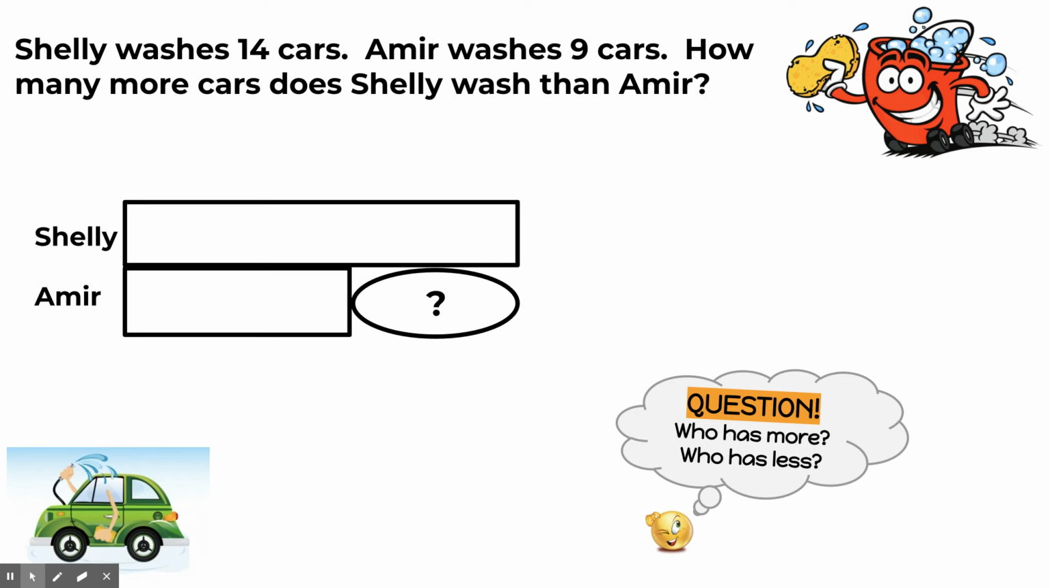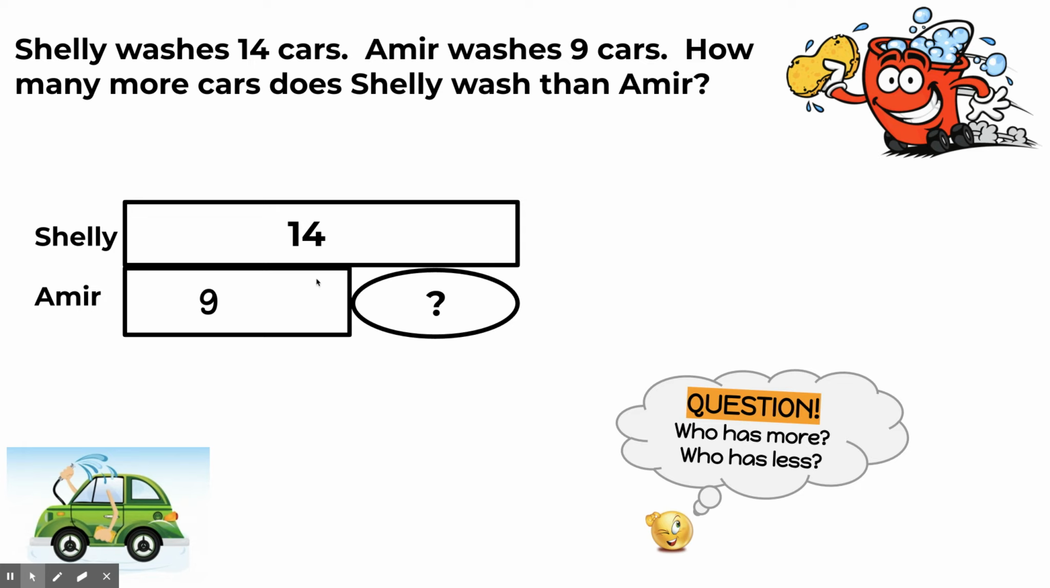All right, so the first thing I need to do is plug my numbers into this model. I already know where my unknown value is because the question asked me, how many more cars does Shelley have than Amir? It didn't ask me how much Shelley has, and it didn't ask me how much Amir has because they told me that information. Some problems do. Some problems give you the more than or less than, and you have to figure out one of these rectangles, one of the people, or one of the things. In this case, I'm going to put my 14 right here and my 9 right here.